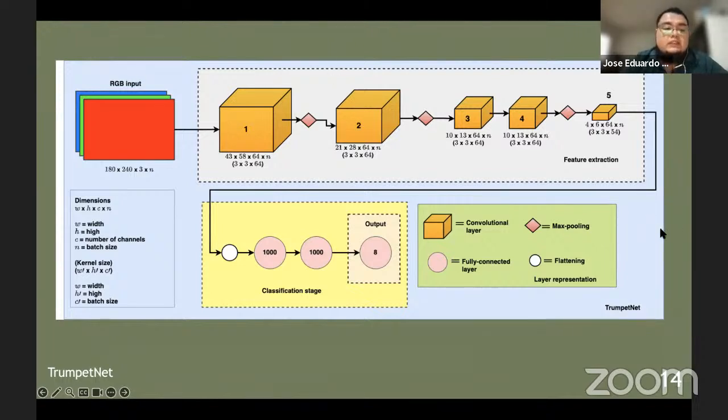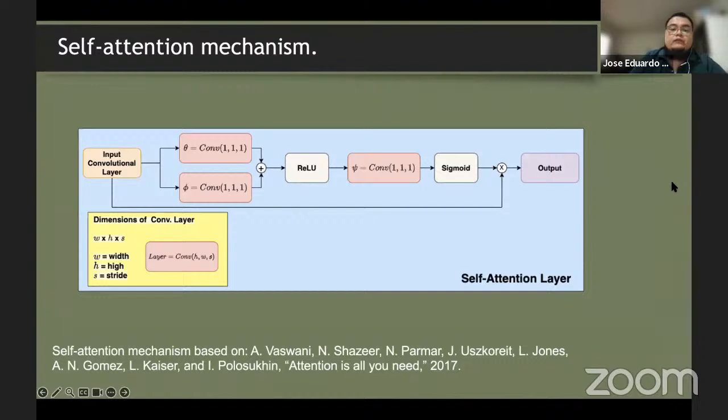So this was our first architecture, but we found that this neural network focused on the whole system of the valves, so it does not focus only on the piston or the valves. So we decided to use self-attention mechanisms based on the paper that we show in this slide. This self-attention mechanism is implemented as follows. We use 2 parallel convolutional layers using a 1-by-1 kernel.